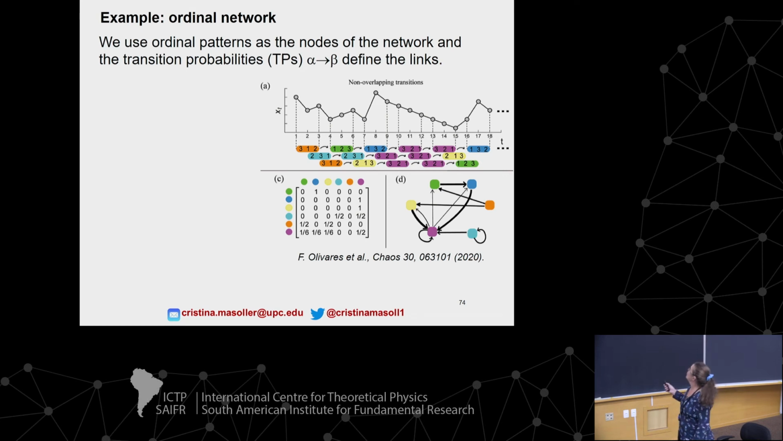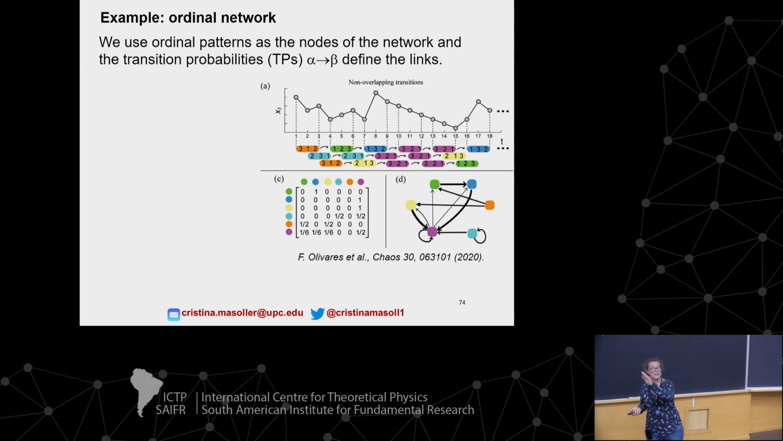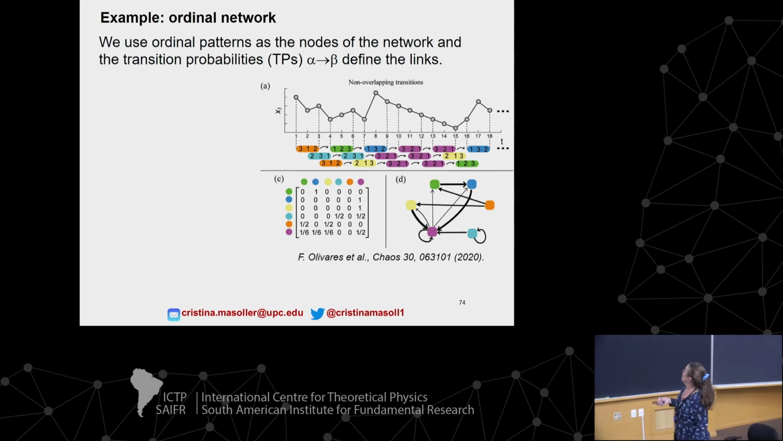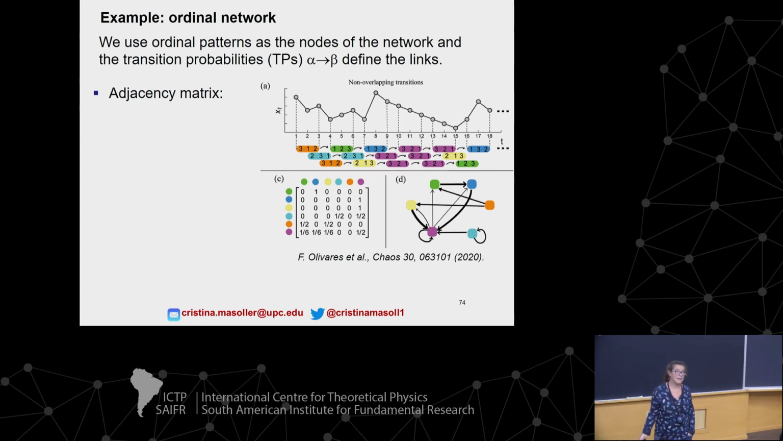What is the probability that one word appears after another? So you can see here that many of them go to this violet, which is the trend pattern. Remember that the trend pattern tends to be very popular. If you have an oscillatory behavior, it's either going up or down. So that's the way to represent the time series as a network.